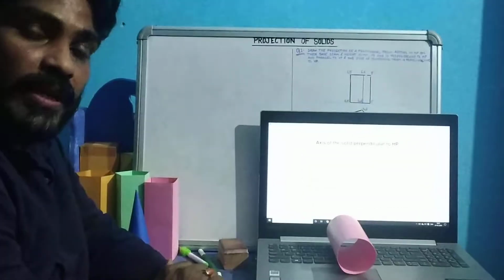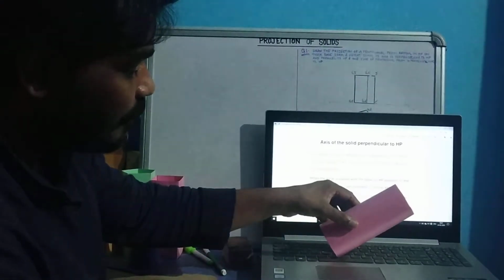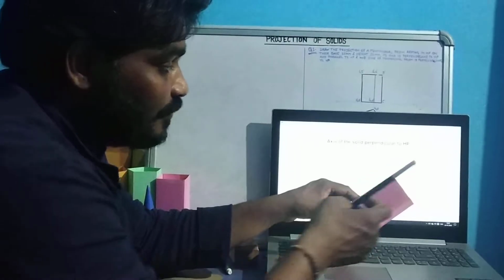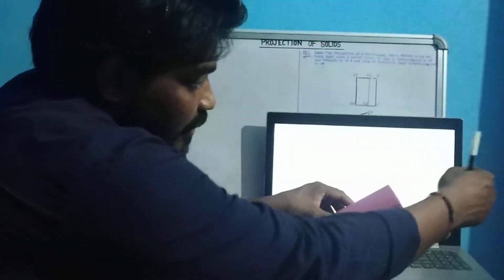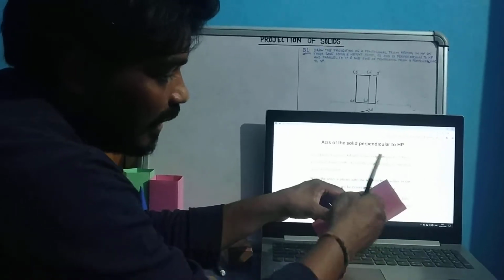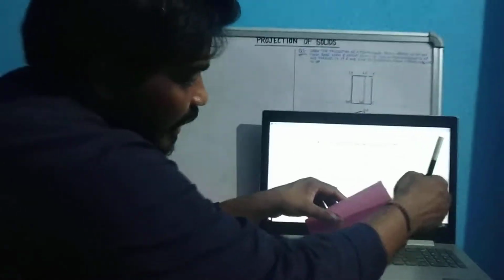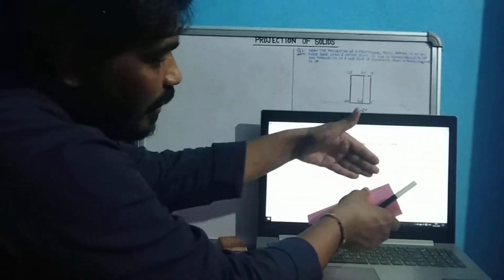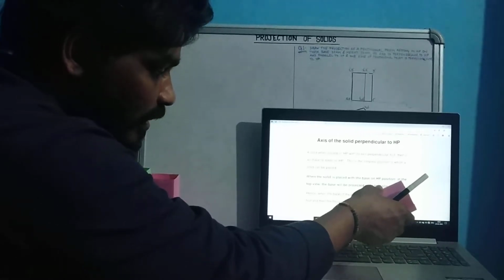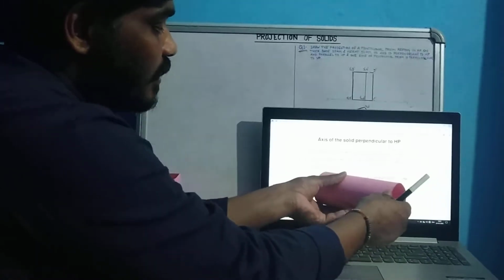There may be a third way by which we can place this solid, and the third way may be like this. And if the solid is placed like this, what can we say? The axis of the solid is inclined to the HP plane. This is HP. The axis of the solid is inclined to the HP plane and the axis of the solid is parallel to the VP plane. That is the third way by which we can place the solid, and the fourth way by which we can place the solid may be like this.